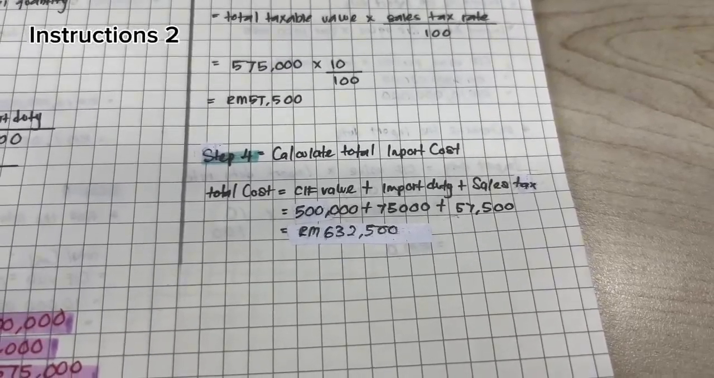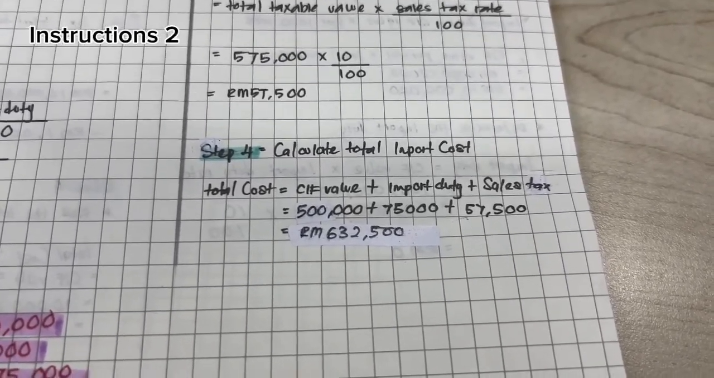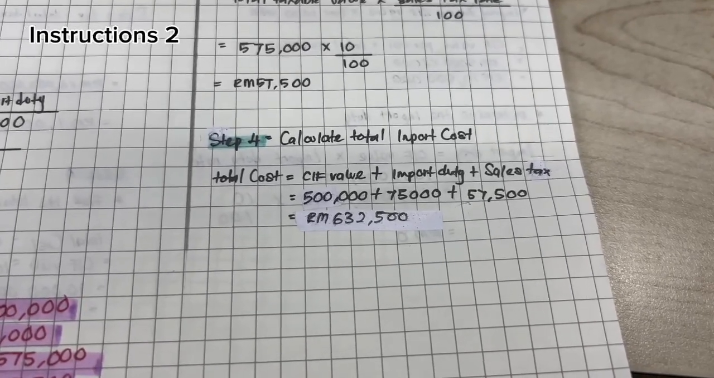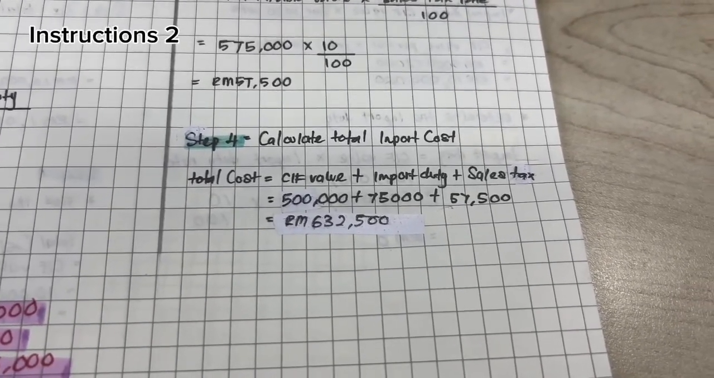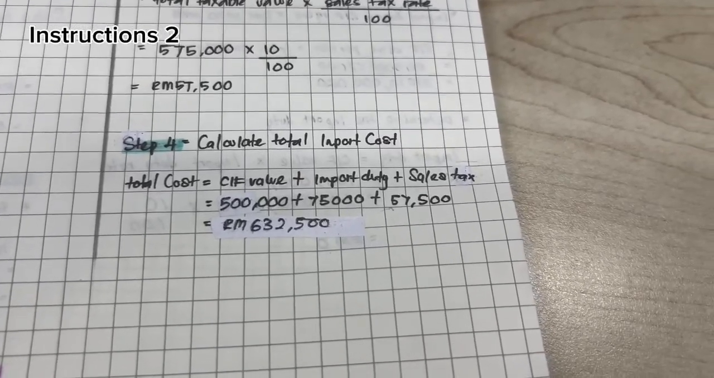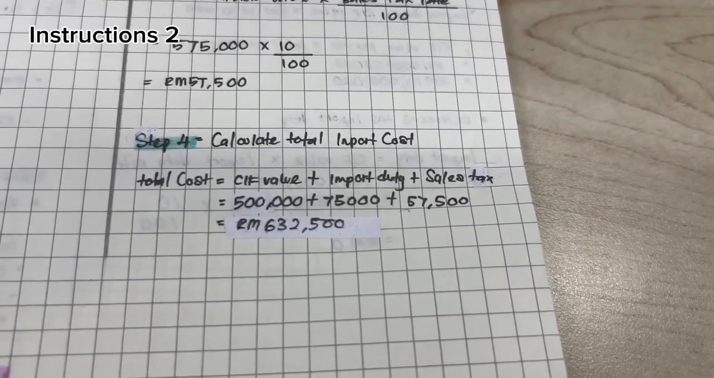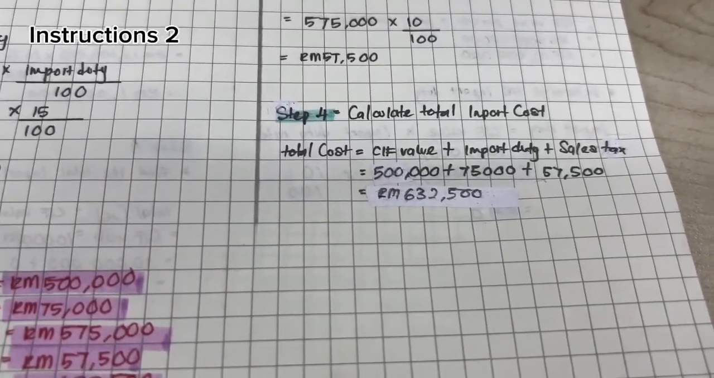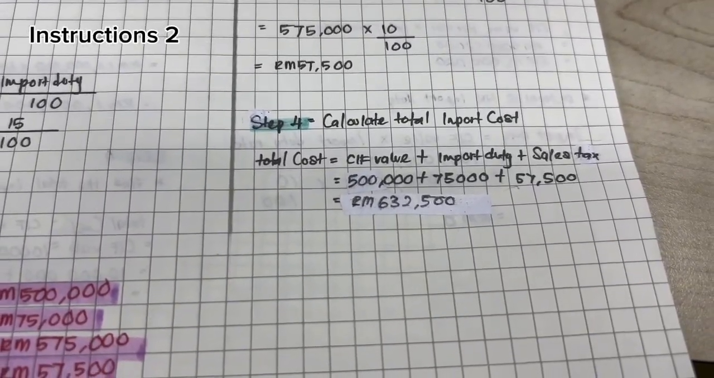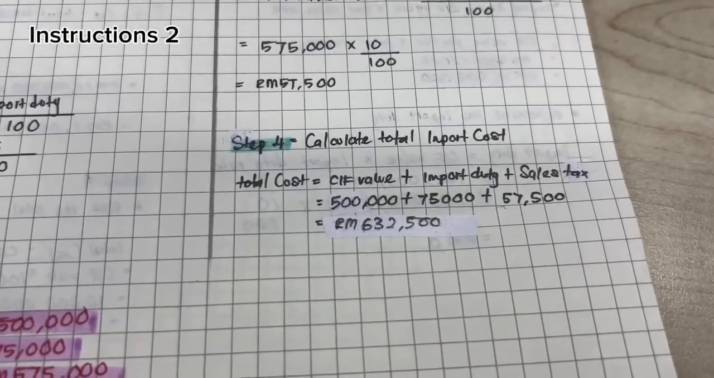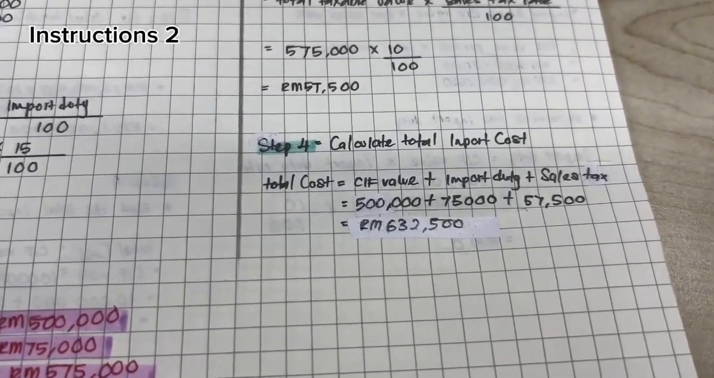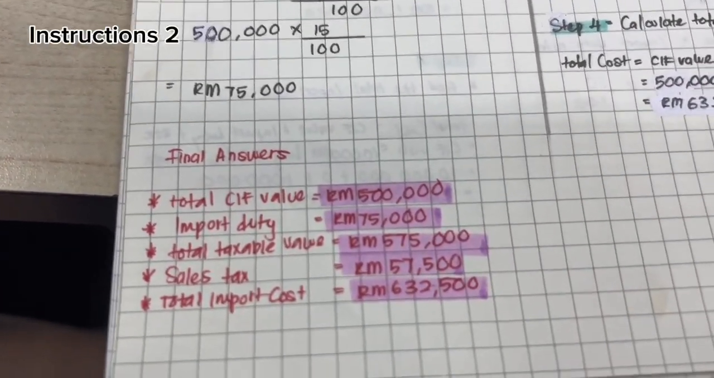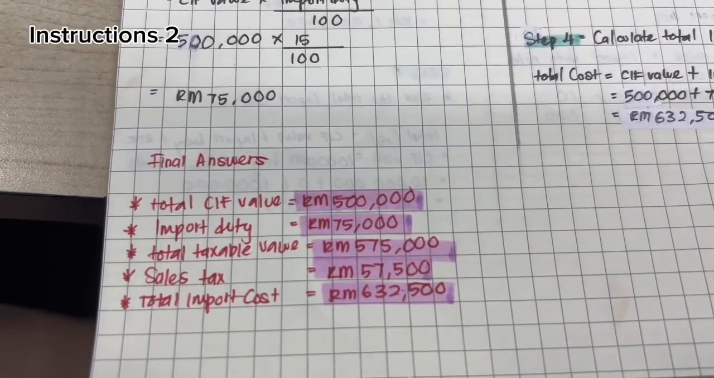To calculate total import cost, we have to use CIF value plus import duty and sales tax. So our CIF value for mobile phone is 500,000 ringgit and import duty is 75,000 and sales tax is 57,500 ringgit. So the final answer will be 632,500 ringgit. So this is the total cost for the mobile phone. So here you can see the total final answer for this mobile phone instruction 2.